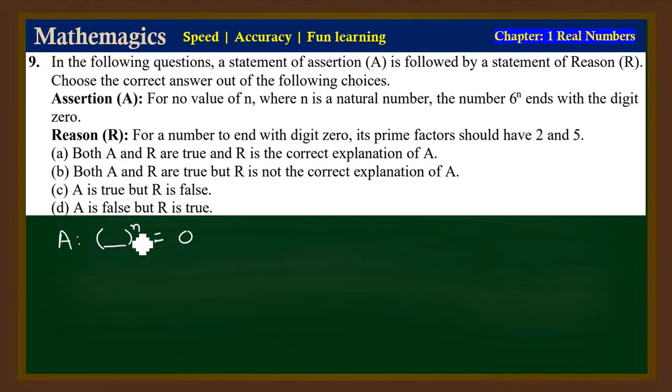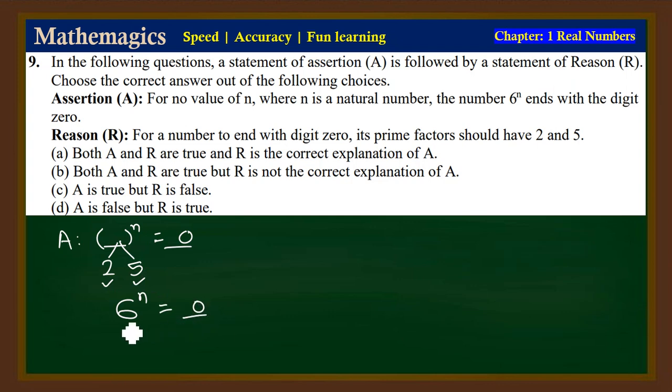If we go through the condition, then we have to check that if the number has the factors 2 and 5, then only it ends with the digit 0. So 2 and 5 must be factors of it. The question is asking whether 6 to the power n will end with the digit 0 or not.